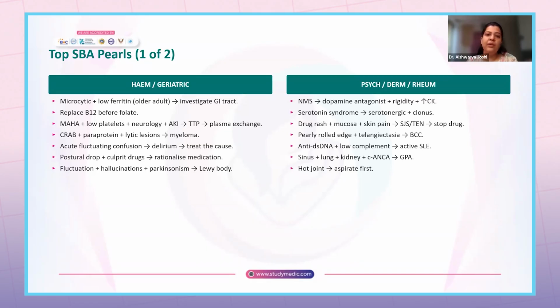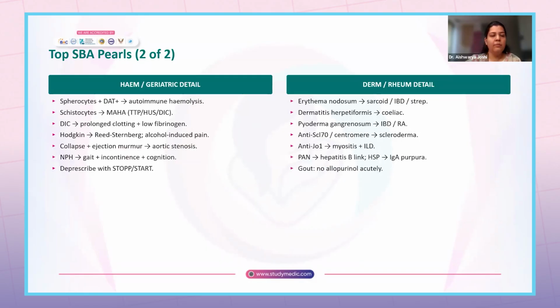Pearly rolled edge. In exam, you will get this phrase, pearly rolled edge. It comes with telangiectasia and refers to basal cell carcinoma. Anti-dsDNA with low complement indicates active SLE. Sinus involvement with pulmonary renal involvement with C-ANCA positive, clearly granulomatosis with polyangiitis. Hot joint, aspirate first. Spherocytes with positive direct antibody testing, it is autoimmune hemolysis.